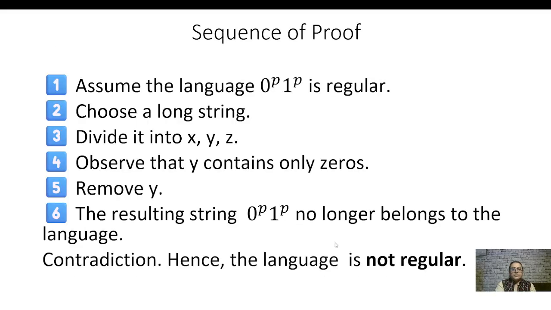So what is the sequence of the proof? Assume the language is regular, choose a long string, and divide it into x, y, z. Observe that y contains only 0s. So removing y, the resulting string won't have an equal number of zeros and ones. That's how it contradicts, so the language is not regular.